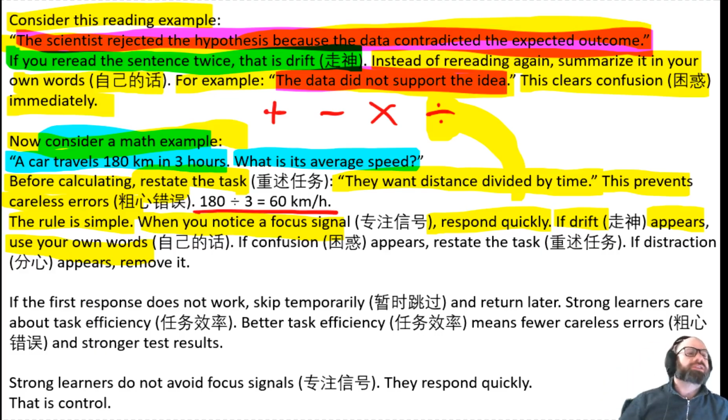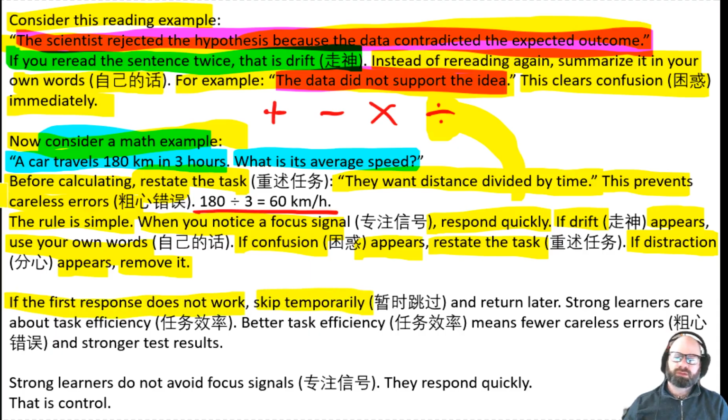You can explain many different kinds of things. If you're reading, then maybe you're explaining what you just read, or what you think something means. If you're doing math, then you're explaining what the question is asking you to calculate. If confusion appears, restate the task. If distraction appears, remove it. If the first response does not work, skip temporarily and return later.